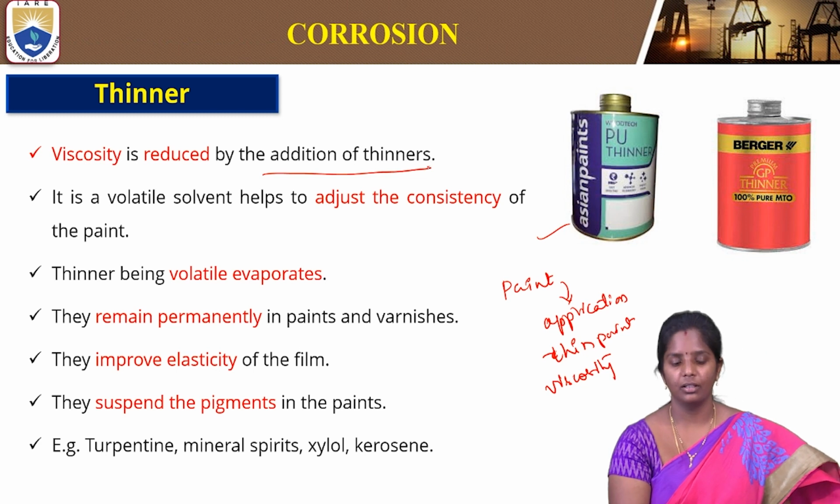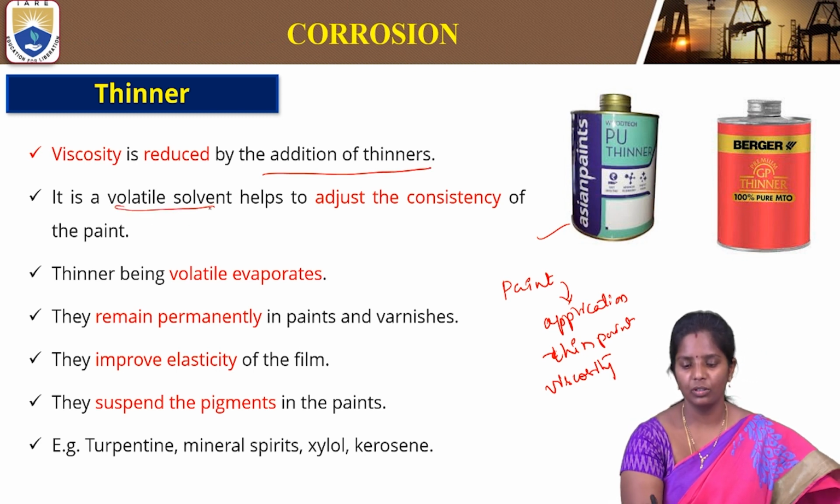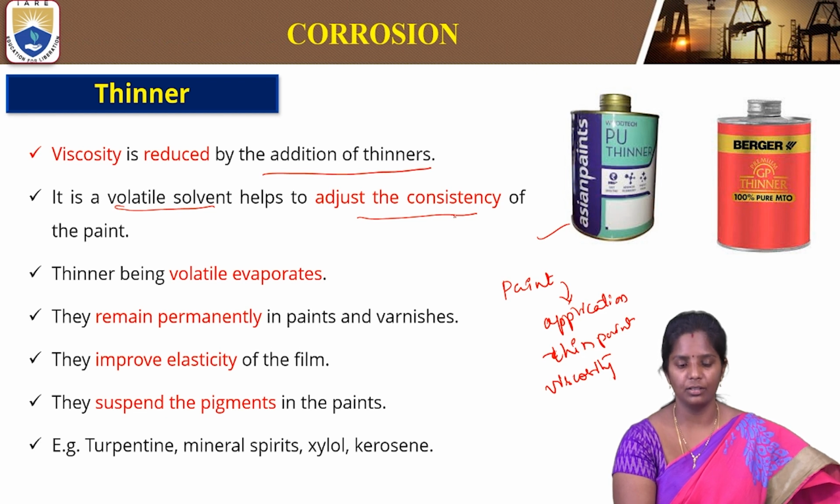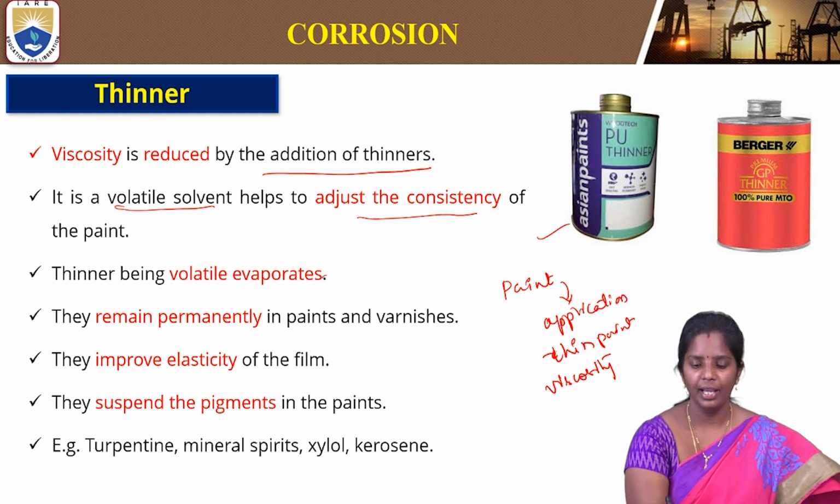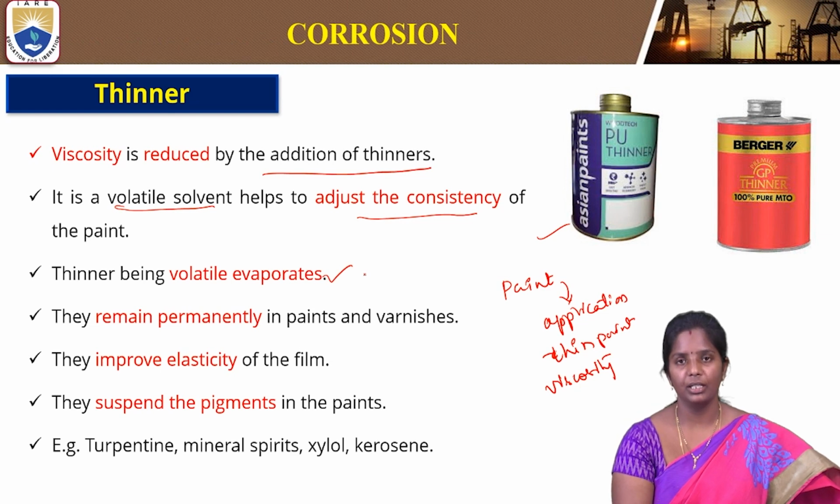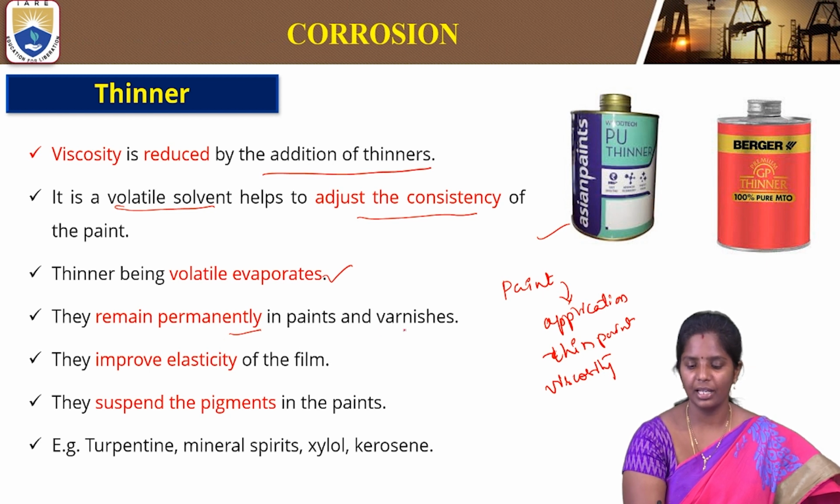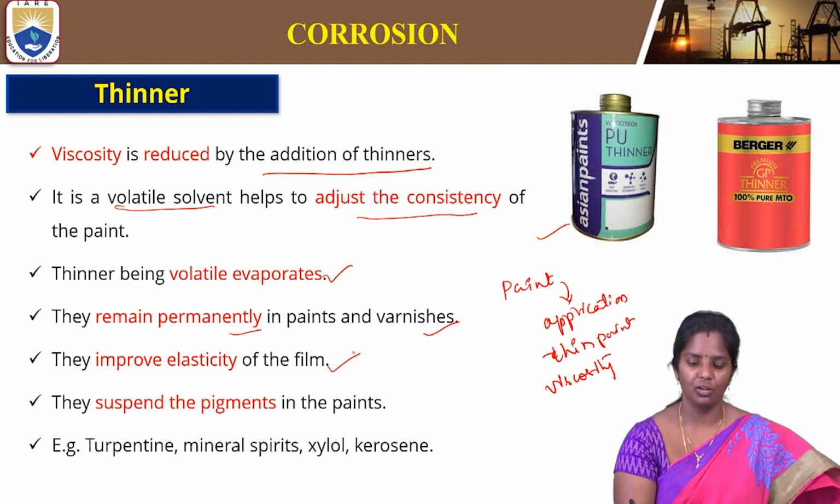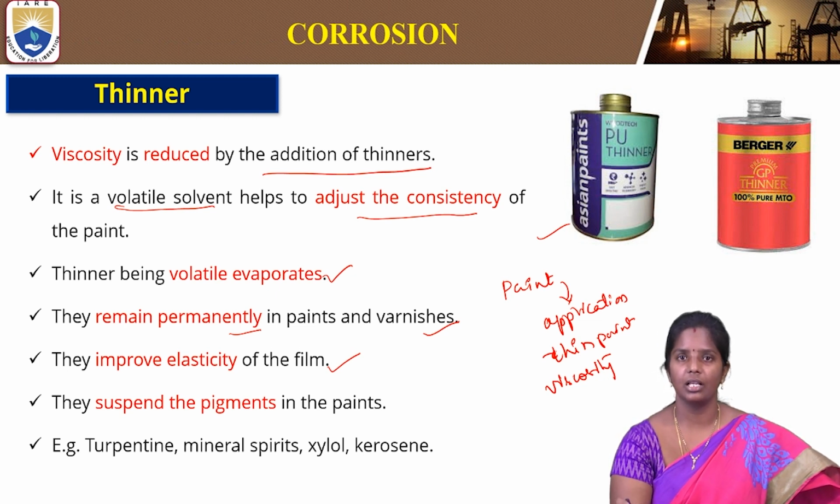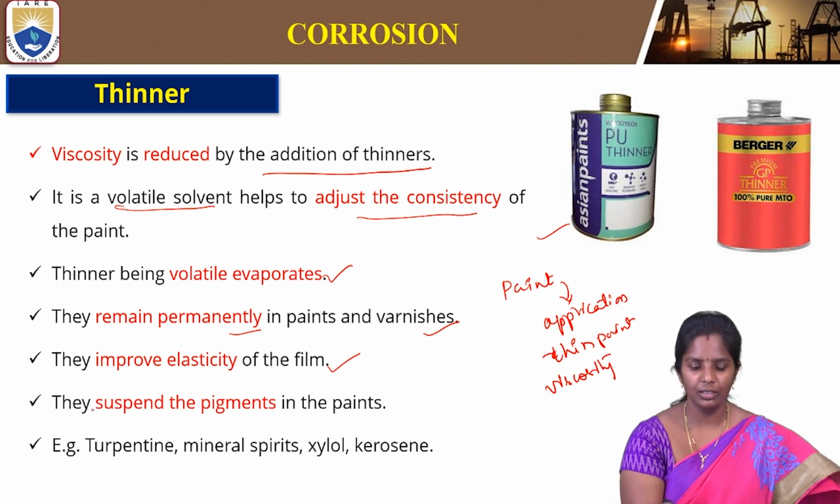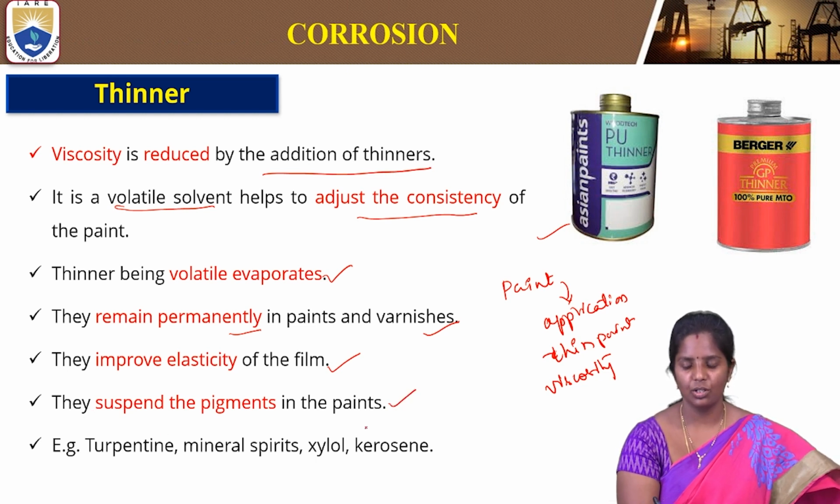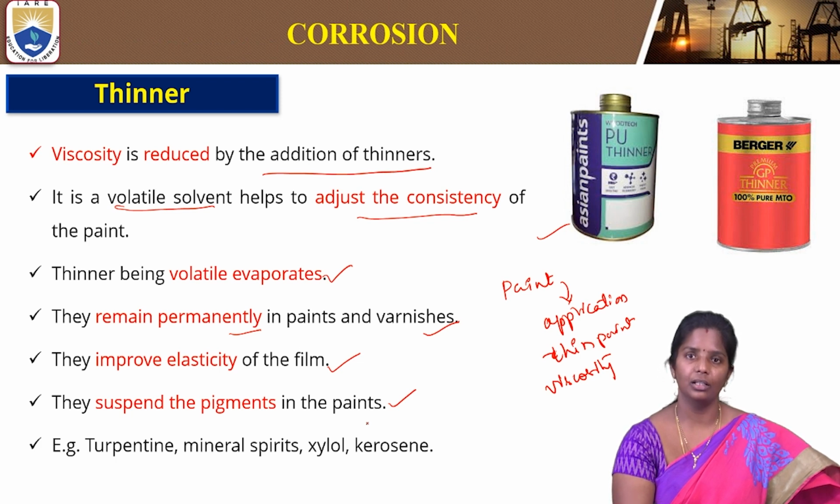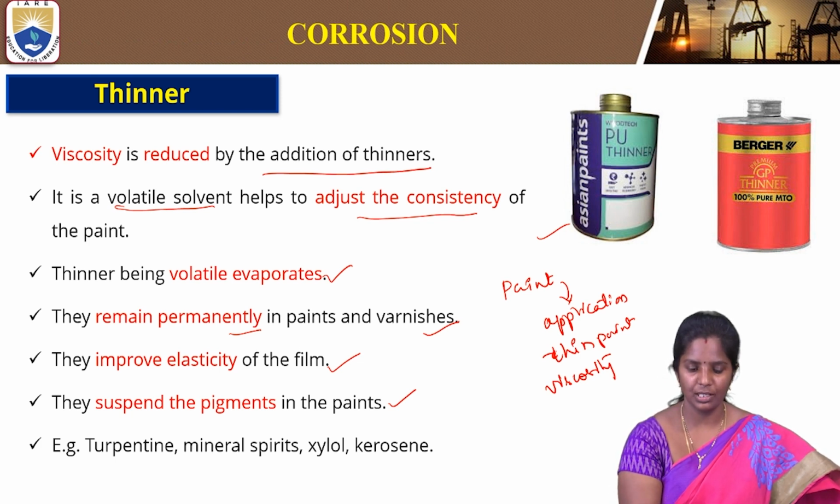So it reduces the viscosity with addition of thinners. It is a volatile solvent. So it will also adjust the consistency of the paint, and being volatile, it will evaporate immediately after painting the metal surface. So they do not remain permanently in the paints and vanish, and it will improve the elasticity of the film. So it will reduce the viscosity and also increase the elasticity of that film. Then they suspend the pigments in the paints, so it will help in mixing or suspending the pigments into the paint. So examples are turpentine, mineral spirits, xylene, kerosene, etc.